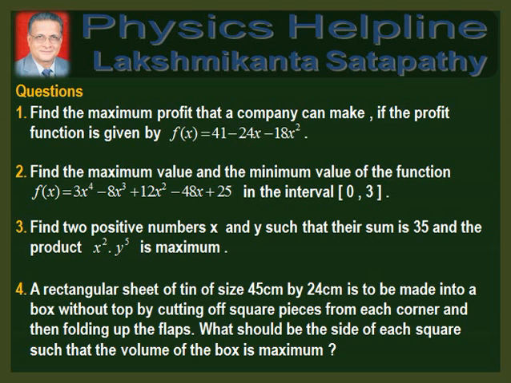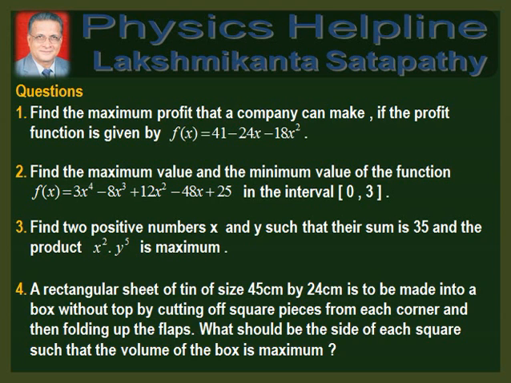Question 3. Find two positive numbers x and y such that their sum is 35 and the product x squared into y to the power 5 is maximum.